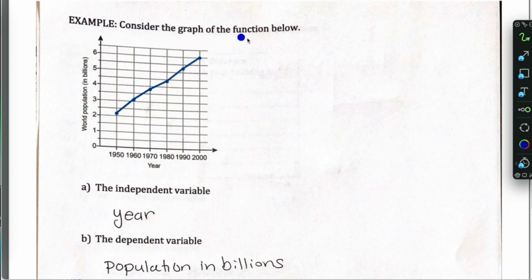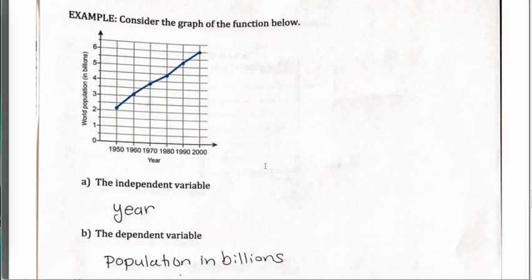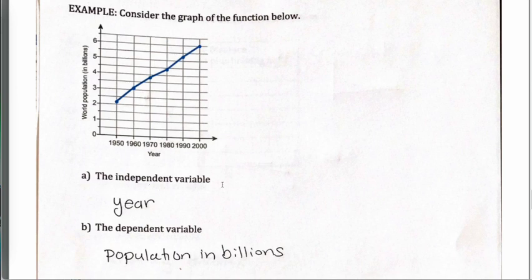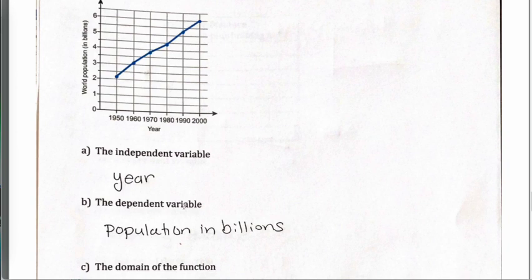And now it says, consider the graph of the function below. We want to determine what the independent variable is. Now remember, the independent variable is the set of your inputs, or you can think of it as your x quantity. My x quantity, what's on my x-axis or my horizontal axis, is the year. So the year is going to be my independent variable. The dependent variable is my y variable or my output. In this case, if I look at my y-axis or my vertical axis, that is the world population in billions. So we can get all that information just by taking a look at the graph.